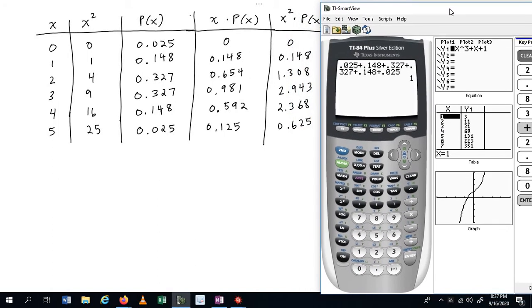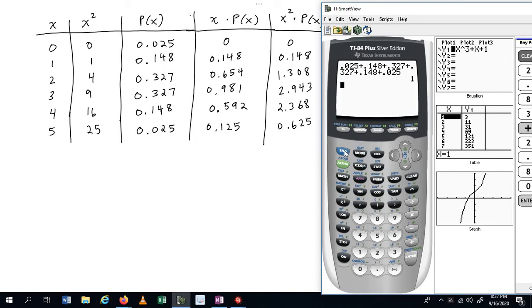Now you can also do this on the calculator, so let me show you how you can do this. If you go to the Stat button and then go to Edit, you can type in column L1 the x values, which I've done here, 0, 1, 2, 3, 4, and 5. And then in L2, I listed their associated probabilities, which is this column here. And so I just type those into L2.